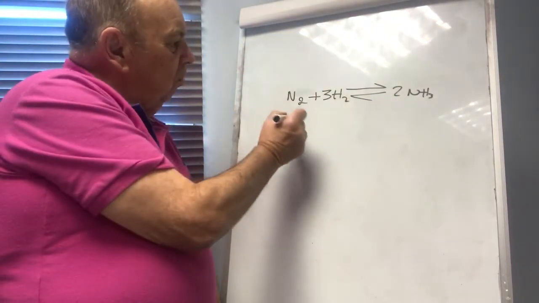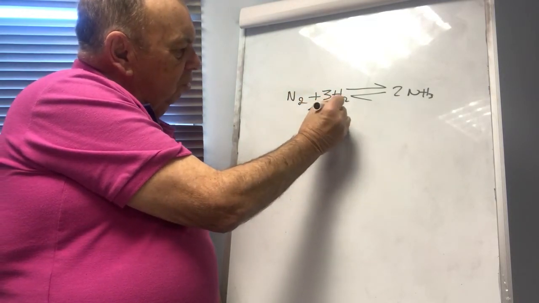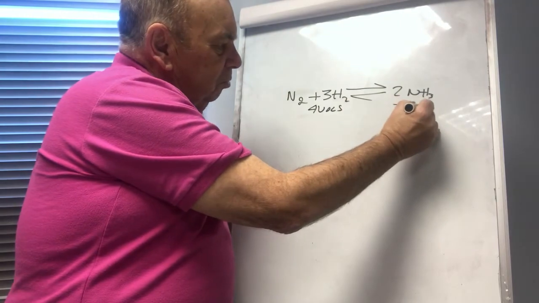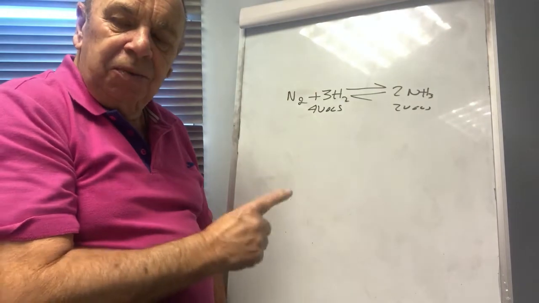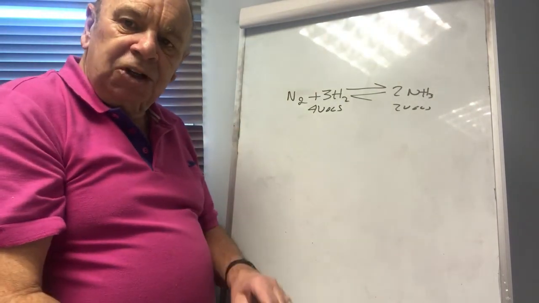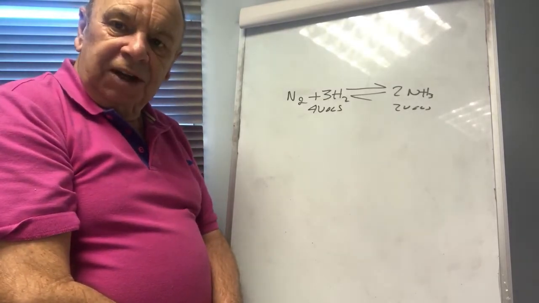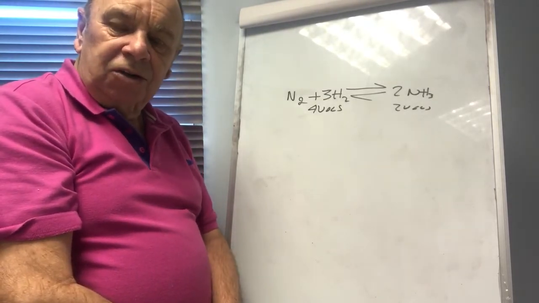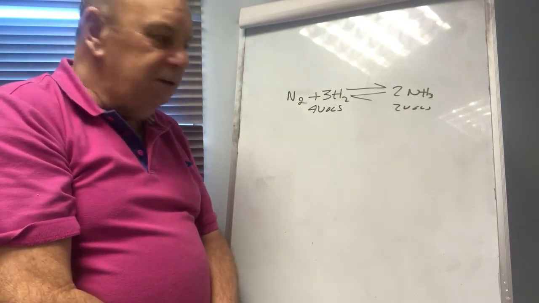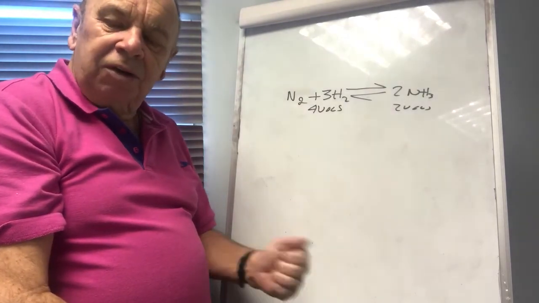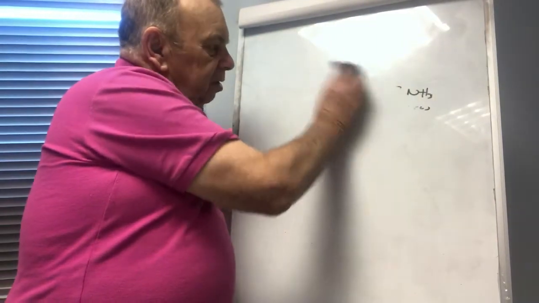Pressure, first of all: 1 volume, 3 volumes, so you're going from 4 volumes to 2 volumes. Therefore, the Haber process is favoured by high pressure. But high pressure comes at a cost. The higher the pressure, the more sophisticated equipment, etc. It's more expensive. So what we do is we compromise on the pressure. Increasing that pressure comes at a cost. Let's look at temperature next.